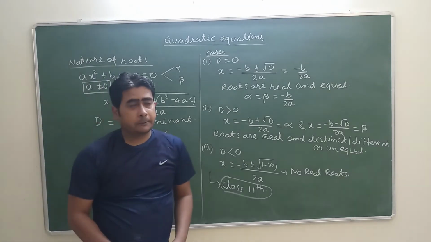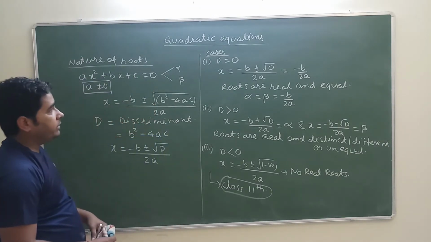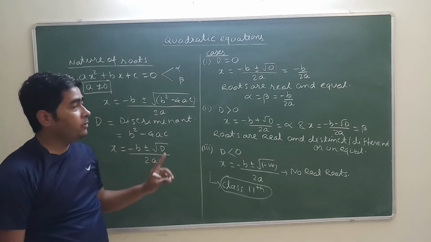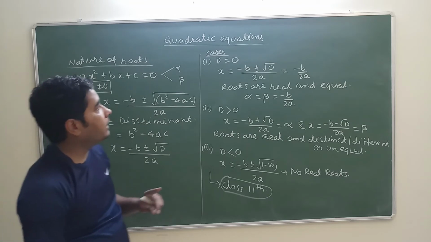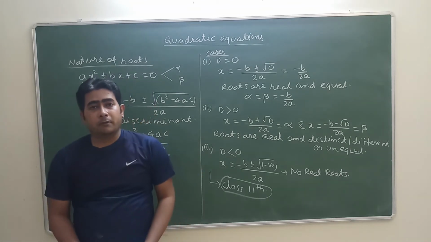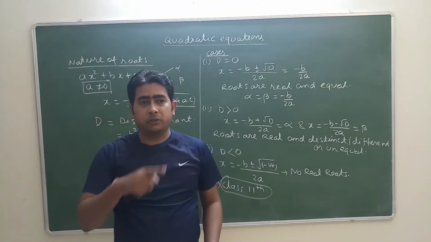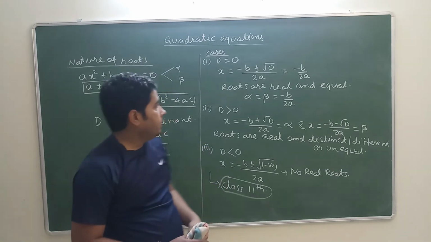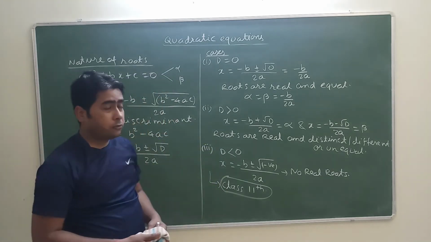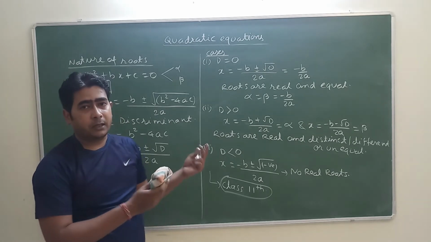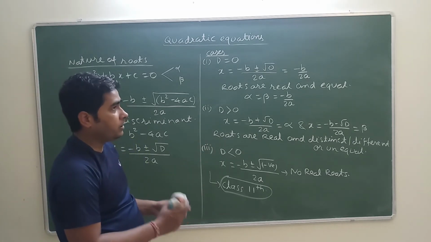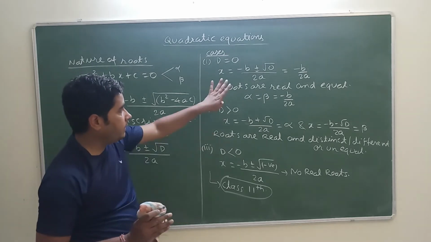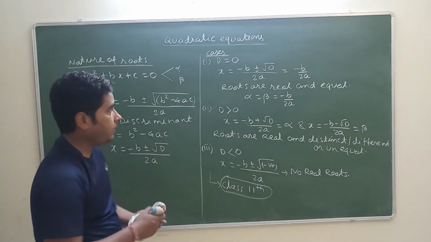Alright, students, so we are going to see this nature of roots by using the graph of the quadratic equation, right? As we already know, the graph of any quadratic equation is always a parabola. A parabola is a U-shaped curve, okay? So this nature of roots can also be explained by drawing the graph. Now we are going to see what is the relation between the graph and these situations, okay?